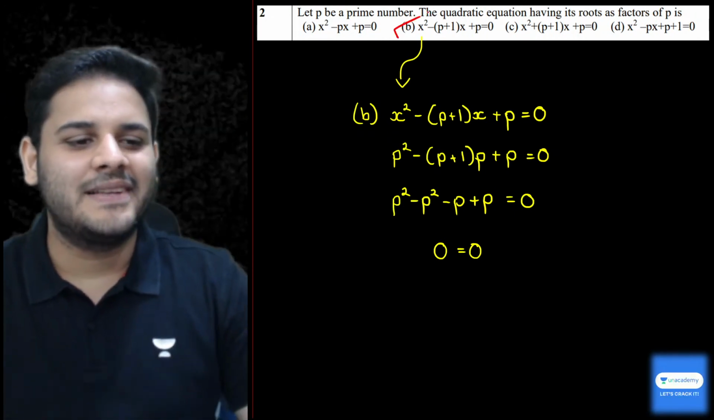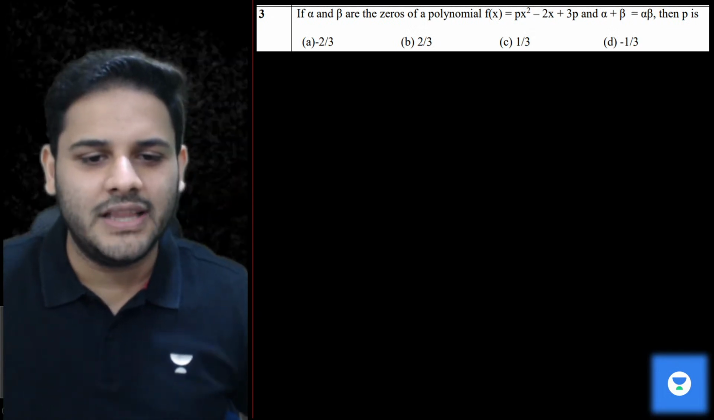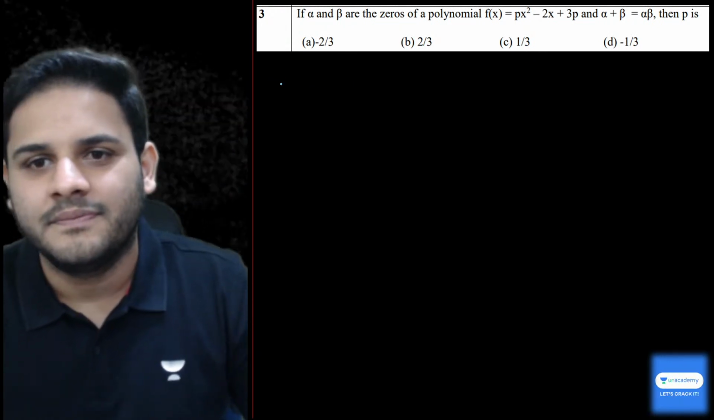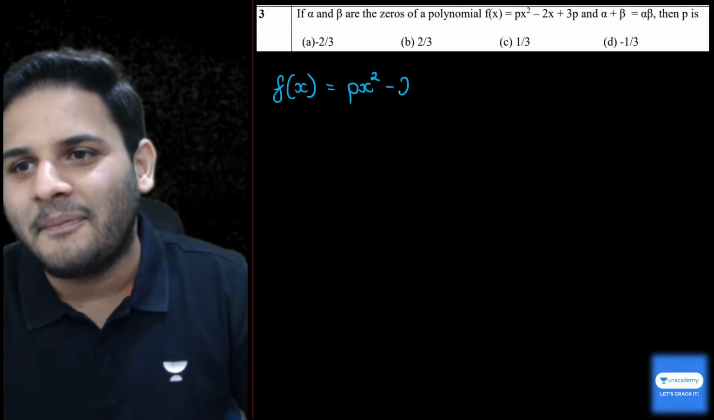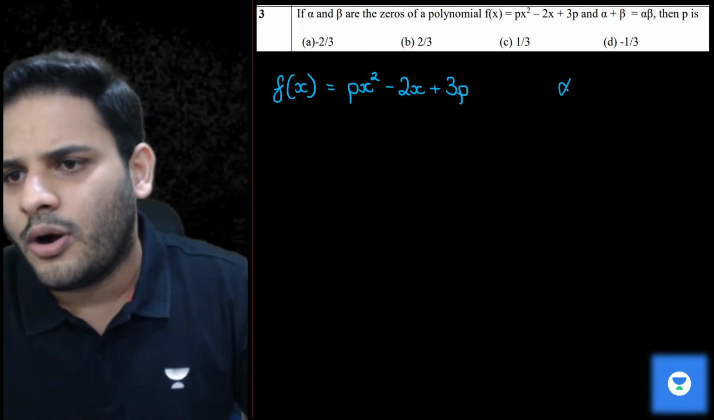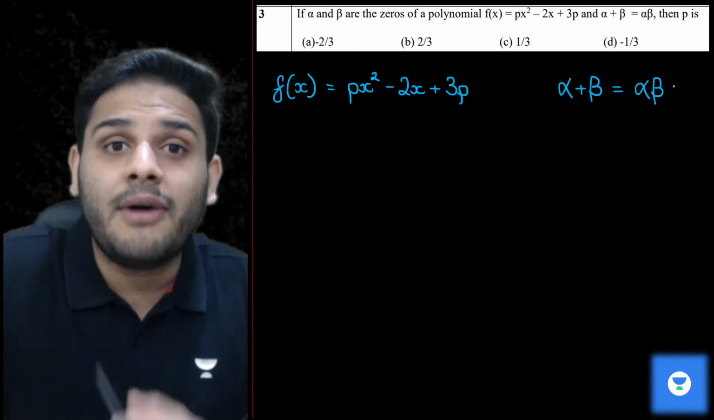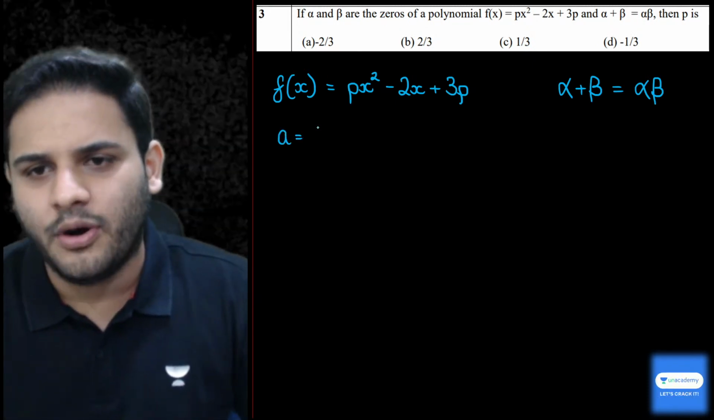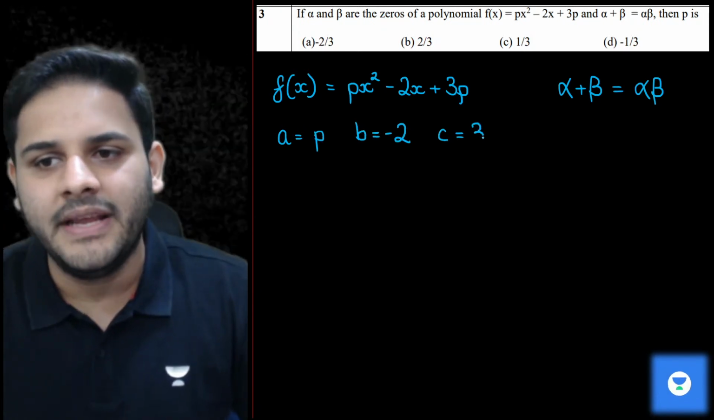We move on to question number 3 on your screens now. A very simple question for all the lovely learners out here. If alpha and beta are the zeros of f of x, that is px square minus 2x plus 3p, the condition they have given us is alpha plus beta is equal to alpha beta. That means the sum of the zeros is equal to the product of the zeros. Now you just have to find the value of A, which will be p, B which will be minus 2, C that will be 3.